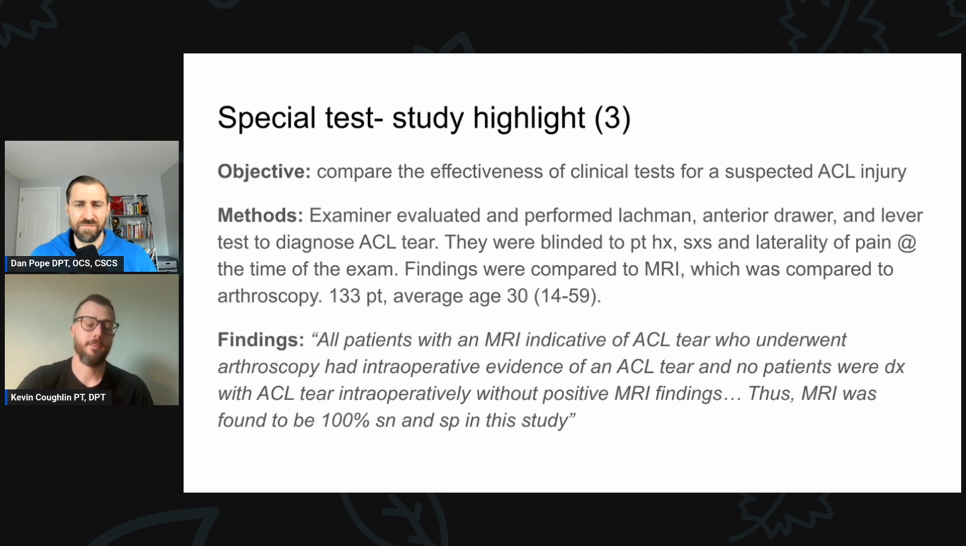For the methods, the examiner evaluated and performed the Lachman, the anterior drawer, and the lever test to diagnose an ACL tear. I think the cool thing here is the examiner was blinded to the patient history, the symptoms, the laterality of pain, and at the time of the examination. So they tried to blind the examiner.